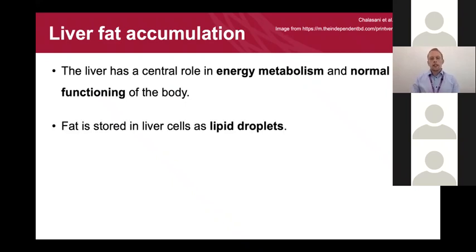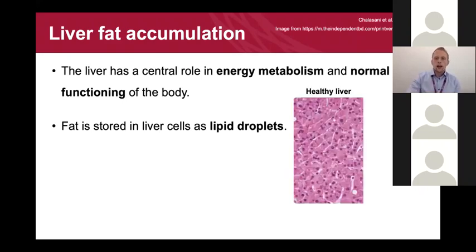Fat is stored in our liver cells as lipid droplets, and we can assess this using what's called a liver biopsy. This is where a small incision is made in the upper abdomen and a biopsy needle is inserted to take a small sample of liver tissue. We can then look at this under the microscope, and this is what a healthy liver would look like. Lipid droplets appear as these white blobs like the one in the bottom right here.